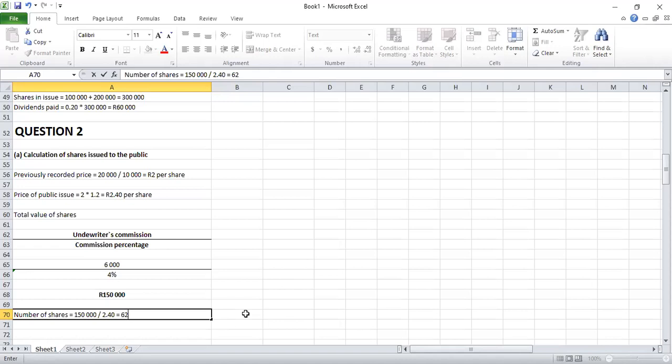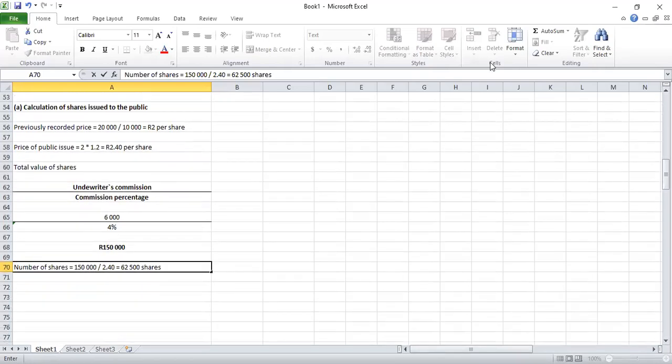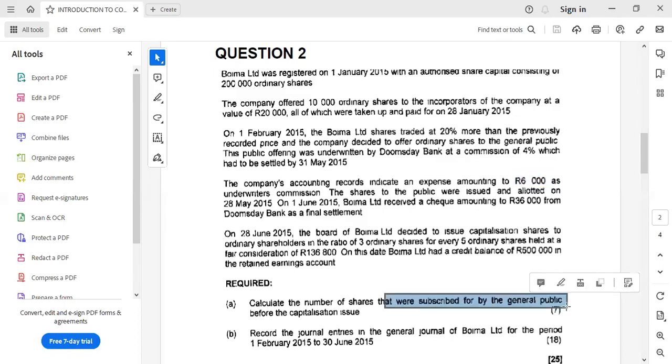$2,500. 2,500 shares. So that means these are the shares that were being issued. But the question is asking, how many shares were subscribed by the general public? How many did the general public subscribe for?